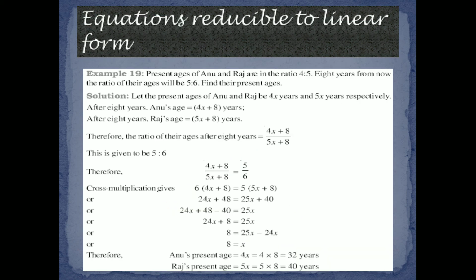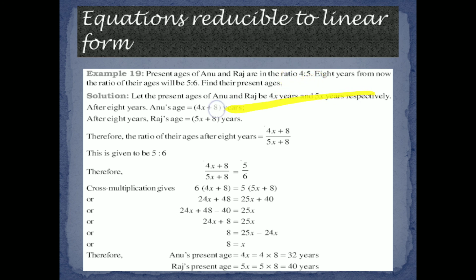Now, equations reducible to linear form. Sometimes these types of questions are complicated, but I will make sure that you understand this easily, because these types of questions are asked in competition exams as well. So if you understand it now clearly, it will be easy for you if you go for competition exams. Okay. Example 19 says present ages of Anu and Raj are in the ratio 4:5.